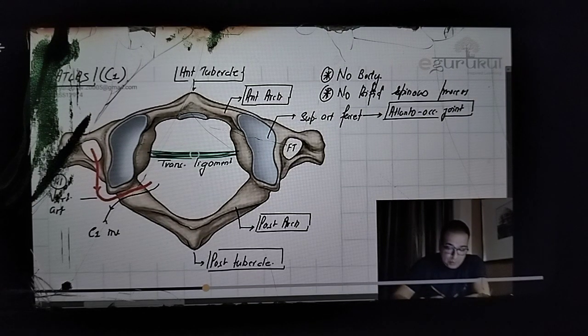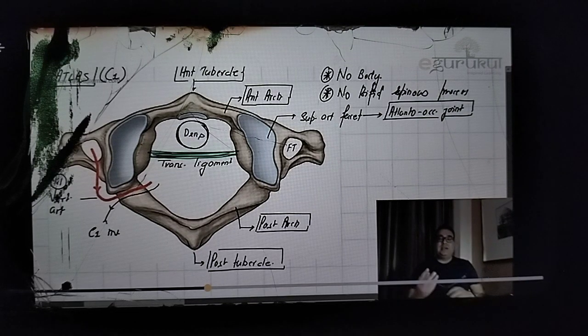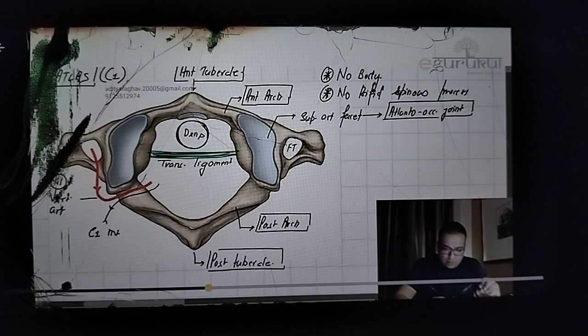Basically, between the transverse ligament and the anterior arch of the atlas, the odontoid process of the second cervical vertebrae will be present here. Second cervical vertebrae is what? Axis, and it is having a process which is called odontoid process, also called dens. So the dens of the second cervical vertebrae is passing inside the arch of the atlas, and it is kept in its position by these two things.